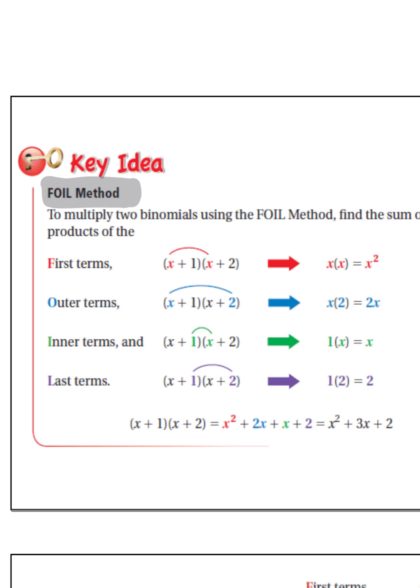Then do the outside terms, the outer terms. X is on the outside and 2 is on the outside, so those outside terms. Then we do the inner terms, or the inside numbers, 1 times x. And then you do the last terms in each set of parentheses, which would be the 1 and the 2. So you'll hear this used as kind of a verb, honestly. You'll say, hey, FOIL it. First, outside, inside, last.